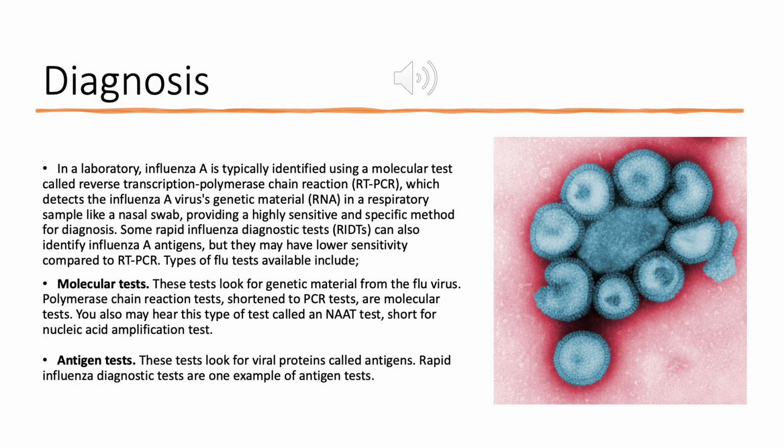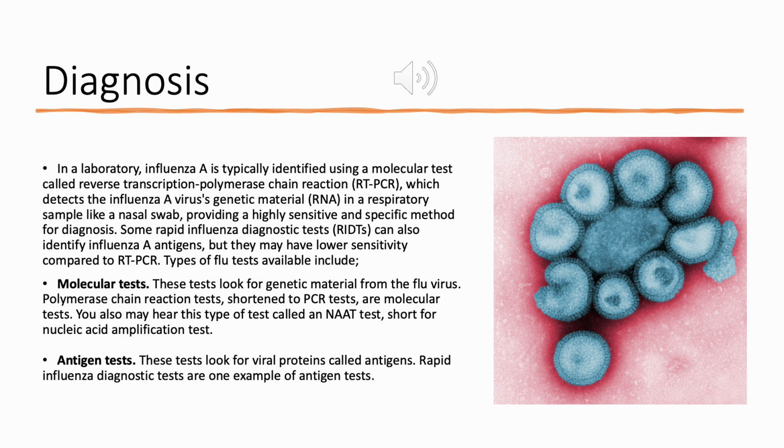Diagnosis of the influenza A virus. In a laboratory, influenza A is typically identified using a molecular test called reverse transcription polymerase chain reaction, or RT-PCR, which detects the influenza A virus's genetic material, RNA, in a respiratory sample like a nasal swab, providing a highly sensitive and specific method for diagnosis. Some rapid influenza diagnostic tests, RIDTs, can also identify influenza A antigens, but they may have lower sensitivity compared to RT-PCR.